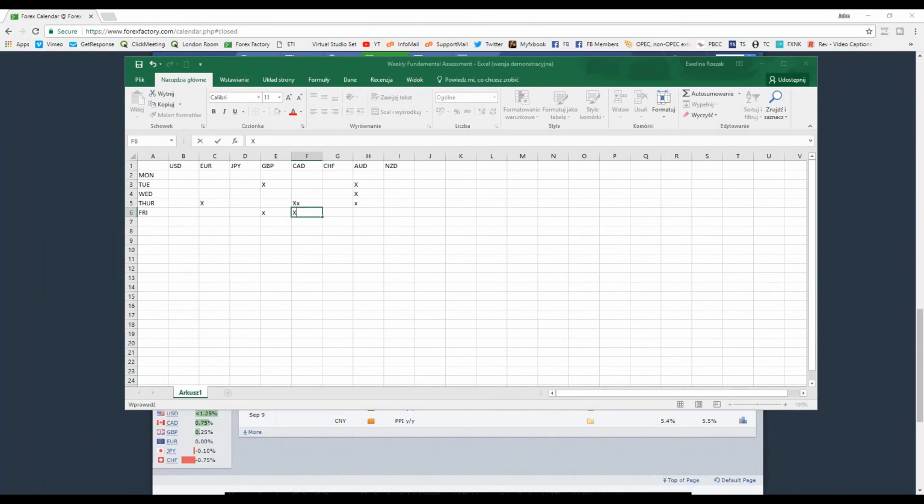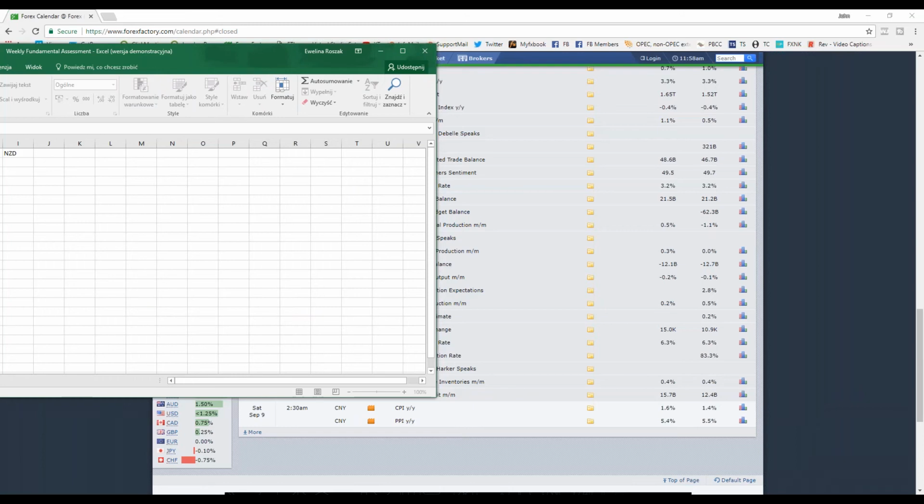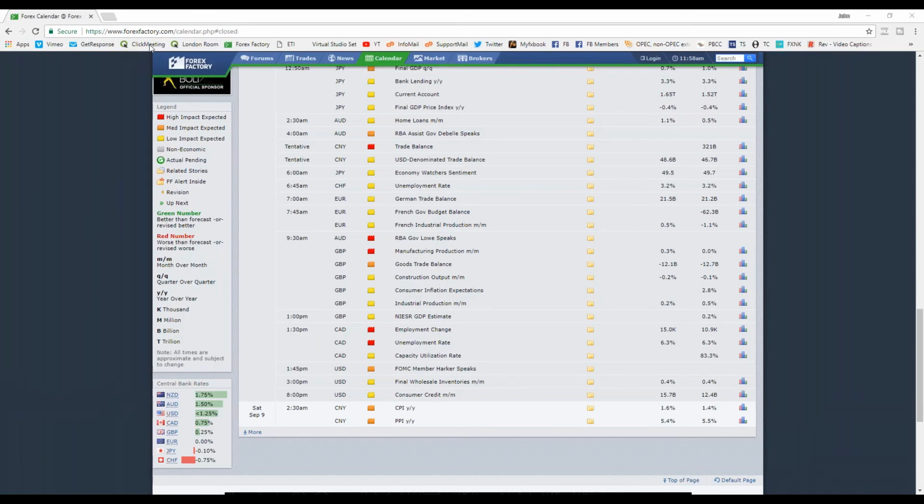So let's go and have a look now at some of the currency pairs. One of the ones we can look at is the New Zealand US dollar. In fact, we usually look at the US dollar index and oil first, so we'll have a little look at the US dollar index and oil first.